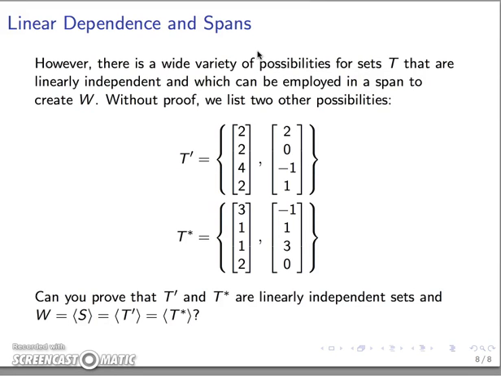Can you prove, and this is left to you as an exercise, that these subsets are linearly independent? I'm going to give you a hint: you would use row reduction, you would use RREF to address that. But can you also prove that the span of each of these is exactly equal to the span of the original set S? I leave you with that as the equivalent of a reading question.